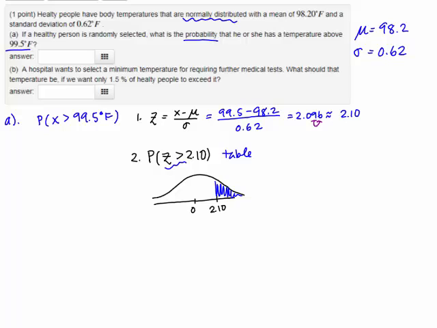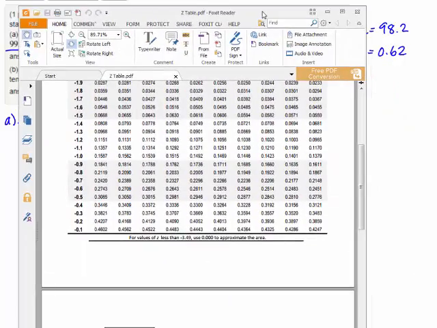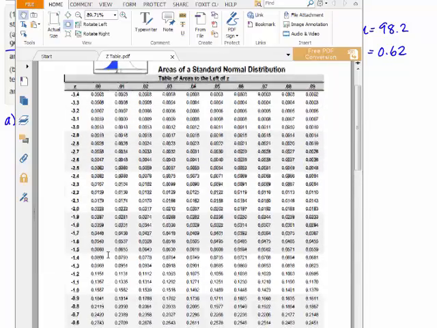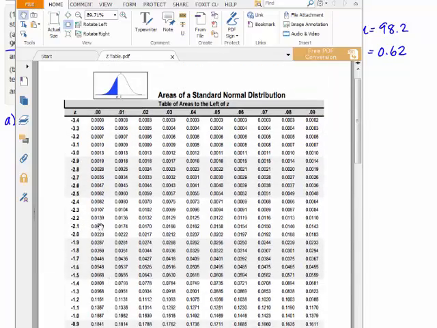We can either read the area to the left of negative 2.10 by symmetry, or we can find the area to the left of 2.10 and subtract it from 1: 1 minus the table area of positive 2.10. So let's pull up the table and give those a look. Here's my table. 2.10 in the negative would be an easy table read. 2.10 right here, 0.0179.